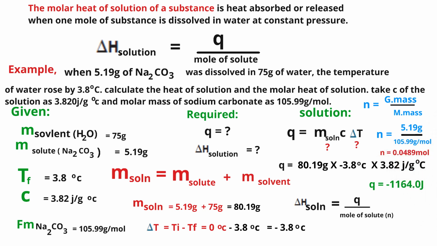Therefore, molar heat of a solution is equal to negative 1164 joule upon 0.0489 mole. Finally, molar heat of a solution is equal to minus 23,804 joule per mole.